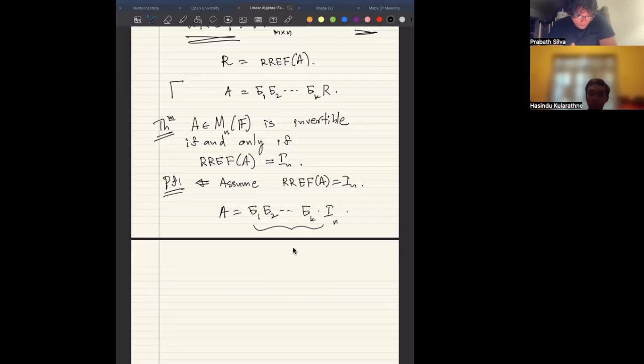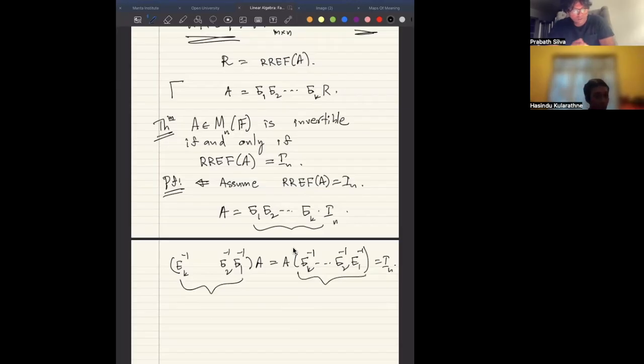Now let me write it this way too. This is the same as A. We keep multiplying, so we have E1 inverse, E2 inverse, all the way up to Ek inverse. This is going to be equal to A. We keep multiplying from this way: Ek inverse, dot dot, E2 inverse, E1 inverse. This is the definition of the inverse.